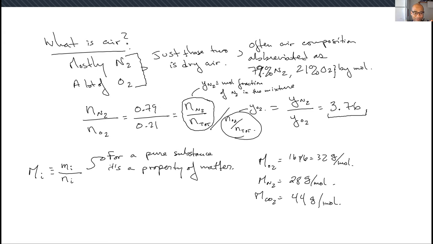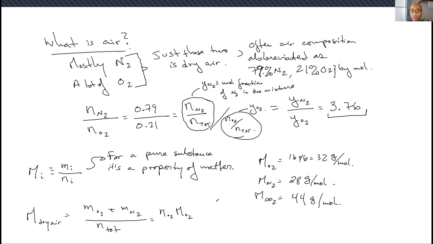Sorry, I've just lost my cursor. There we go. So what's the molar mass of, I'm going to say, dry air? It's going to be equal to the mass of each. So it's going to be the mass of oxygen plus the mass of nitrogen over the total number of moles, which is equal to, well, the mass of oxygen I can get if I know the number of moles. That's the number of moles of oxygen times the molar mass of oxygen.